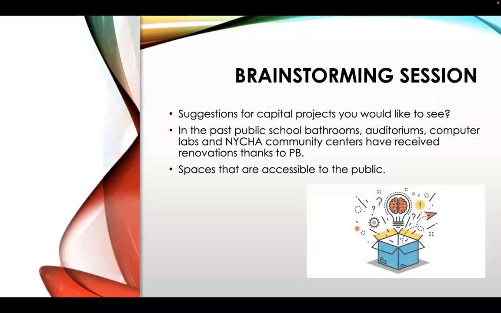The next part will be: what capital project would you like to see in Jackson Heights and Elmhurst? Like we saw in the examples from earlier slides, it can be public school bathrooms, auditoriums, computer labs, or a NYC Council community center. They all received renovation thanks to PB. I also mentioned spaces that are accessible to the public. That's a very important point to think about in terms of the project you have in mind. If anyone wants to, you can put it in the chat or unmute yourself and share with everyone. That would be great.